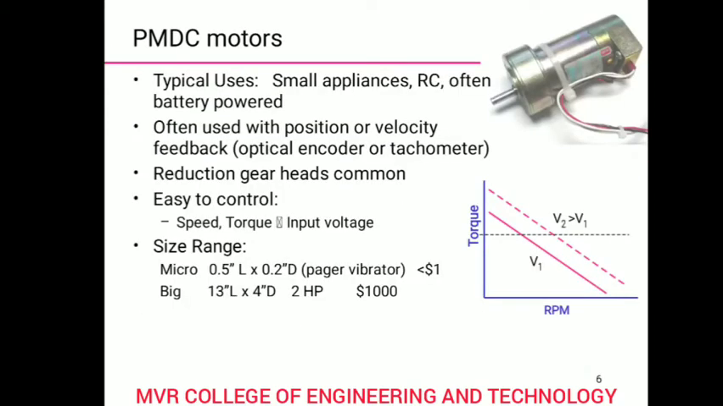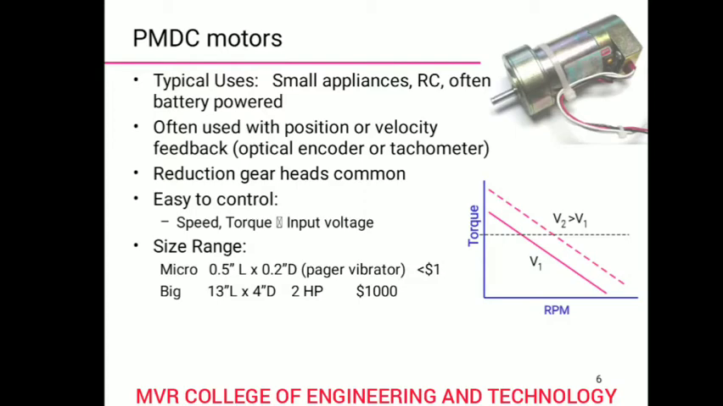And you can see here the torque and speed characteristics of the PMDC motor. Typical uses: these PMDC motors are mostly used in small appliances like RC, often battery powered, and often used with trimmers. So they are used in battery power. In the previous slide we have seen the toothbrush and the small electric toy cars. So these PMDC motors are preferred, and they are designed like that.